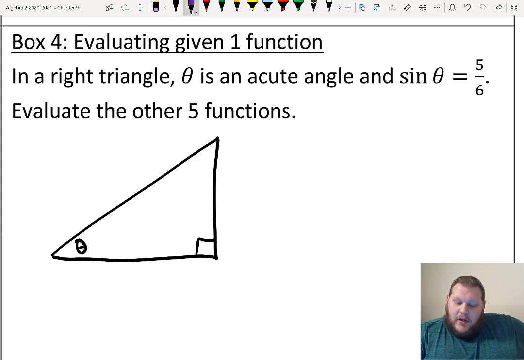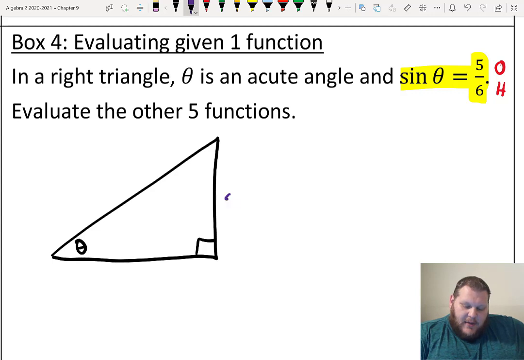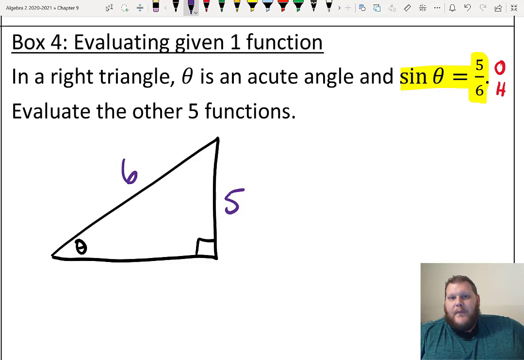The only information we're given is that the sine of that theta is 5 over 6. Sine is always opposite over hypotenuse. Remember, in SOHCAHTOA, the sine ratio is the opposite side of that triangle over the hypotenuse. So in this right triangle, from theta, my opposite side is here, my hypotenuse would be here. So opposite is 5, my hypotenuse is 6. Those are my two sides of my right triangle.